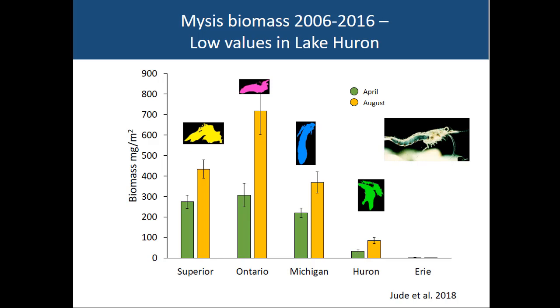Mysids, comparing with the other lakes, is lower in Huron than in Michigan, Ontario, or Superior. It's higher than Erie, you have that, but it's lower than the other ones.